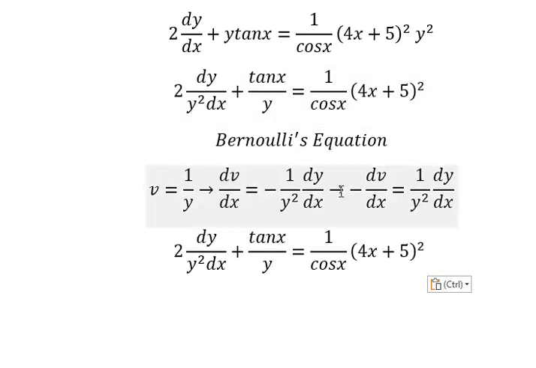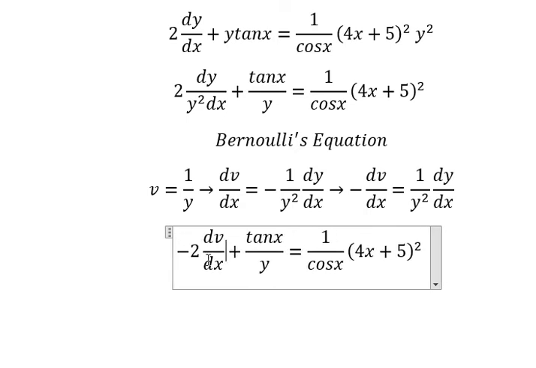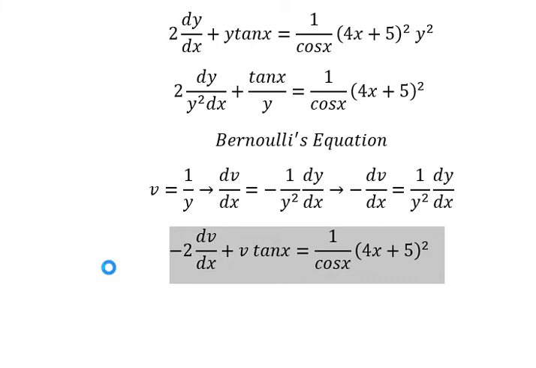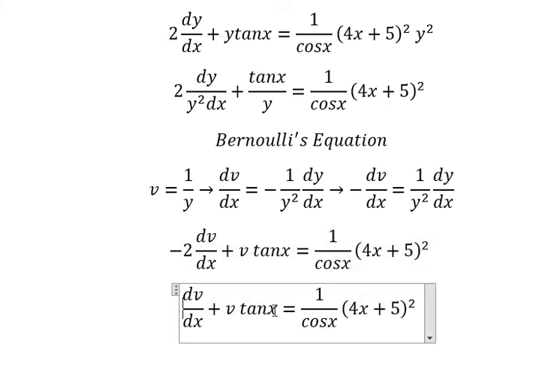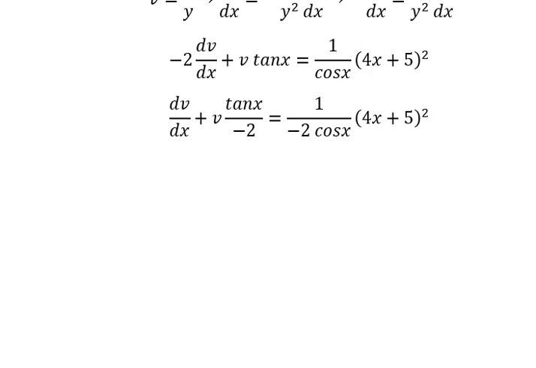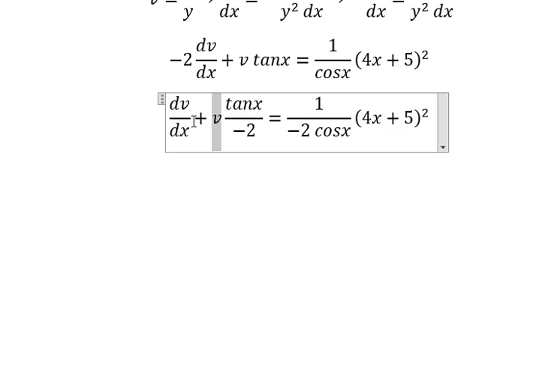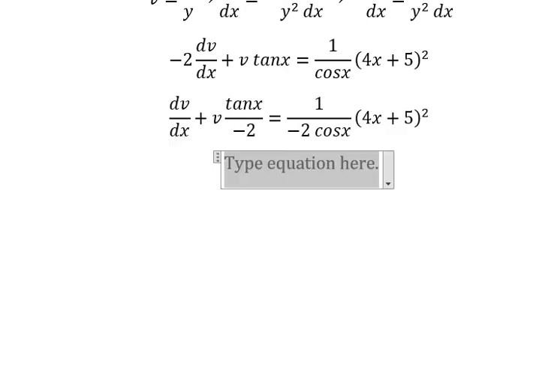So this one I will put in here. This one we change by v. Next, we divide both sides by negative 2. Next, we have v and the first derivative of v, so we can use an integrating factor.